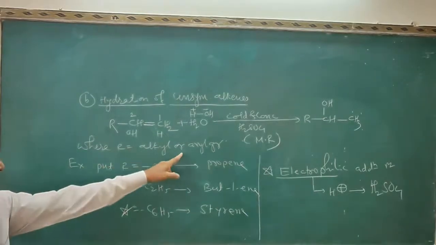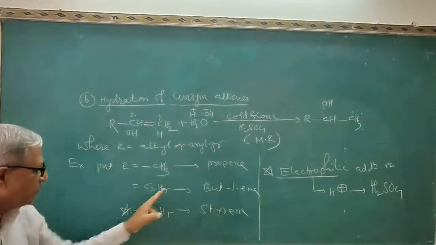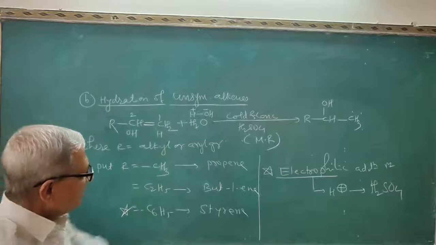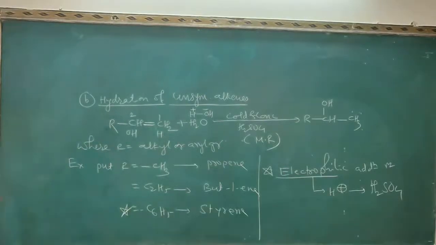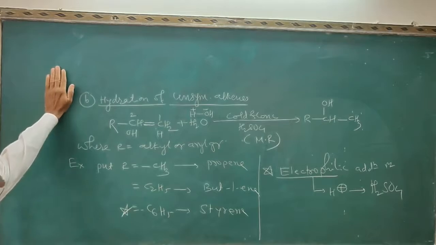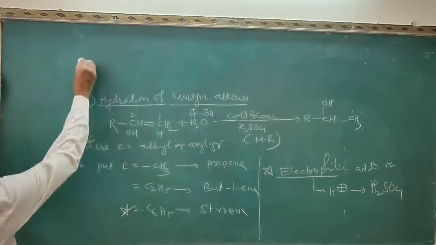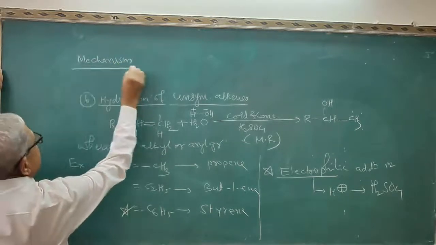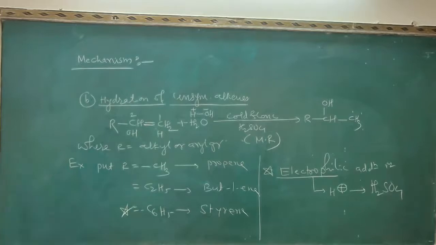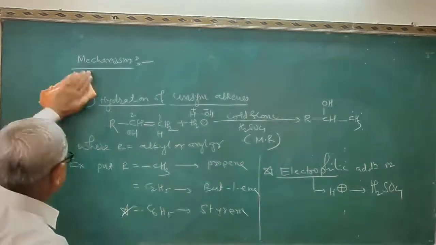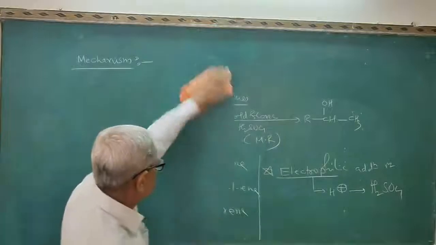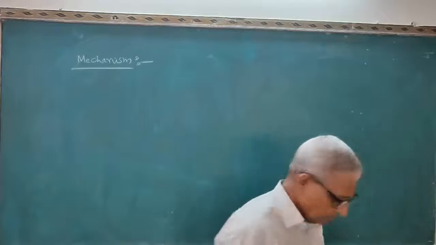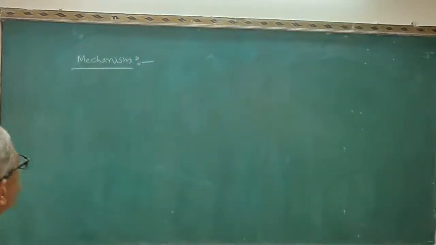Where R is equal to alkyl or allyl group: R is CH3 for propene, C2H5 for butene, C6H5 for styrene. It is an electrophilic addition reaction. Now see here, I have explained points A and B in detail. Now I will explain the mechanism. The first question on the mechanism.